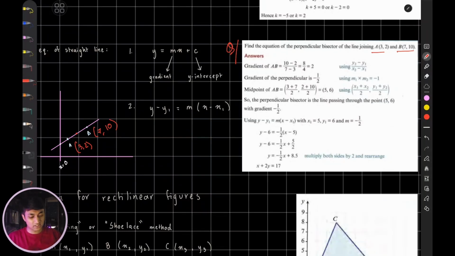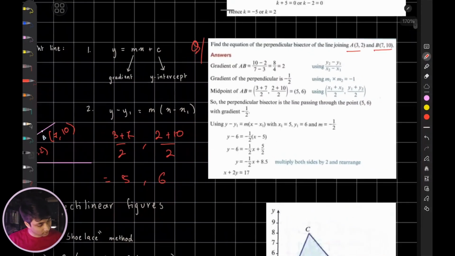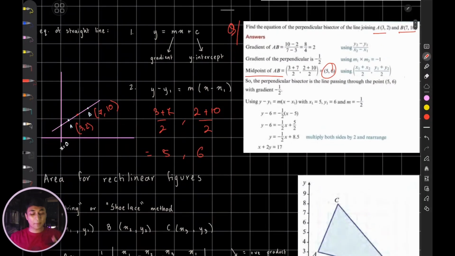How do you do that? Very simple. We've learned about this. The midpoint of AB is going to be 3 plus 7 divided by 2 and 2 plus 10 divided by 2. So, 5 and 6. Is it 5 and 6? Let's see. Yeah. So the midpoint of AB is 5 and 6. So the perpendicular bisector, that is the line, is going to pass through the midpoint of A and B.